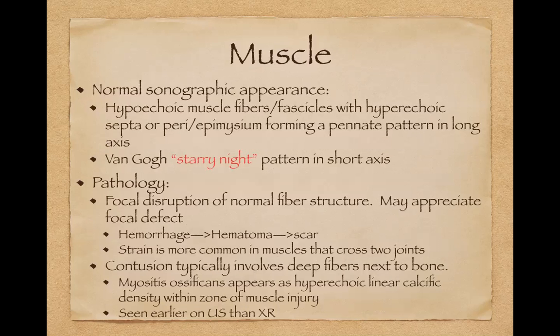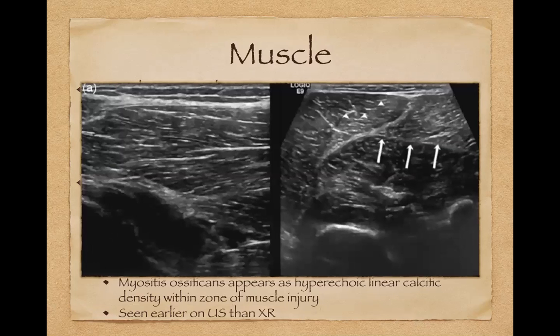So moving on to muscle, the normal sonographic appearance is hypoechoic muscle fibers and fascicles with hyperechoic septa or perimysium and epimysium forming a pennate pattern on long axis. And they talk about this Van Gogh Starry Night pattern in short axis. And we can see that here, kind of that pennate pattern on the left in long axis. Short axis, you see the epimysium, perimysium around the actual muscle fibrils, and the septae running between.